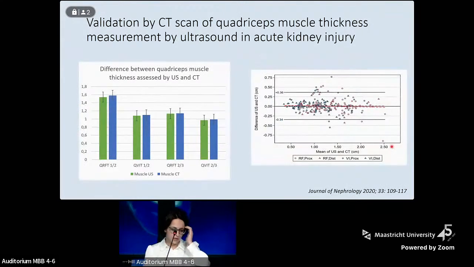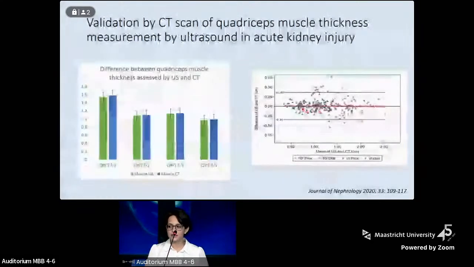We validated the methodology against computed tomography. In green, we have muscle ultrasound measurements, and in blue, the CT measurements, with no difference between measurements. And this graphic is the Bland-Altman plot, in which we studied the bias of the measurements and if they were very different from the CT.